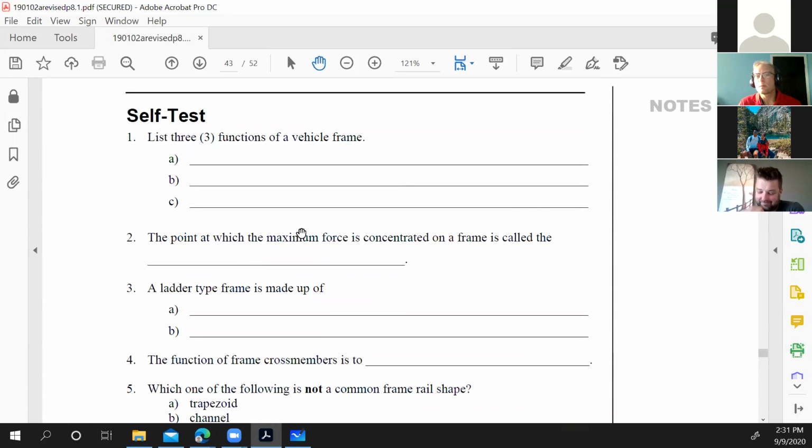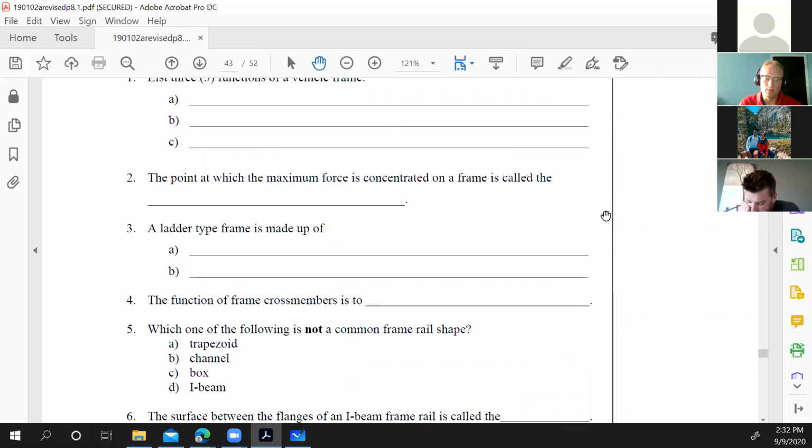The point at which the maximum force is concentrated on the frame is what? Does anybody want to tell me? The MBM. The MBM, what does MBM stand for? Maximum bending moment. Correct, maximum bending moment.